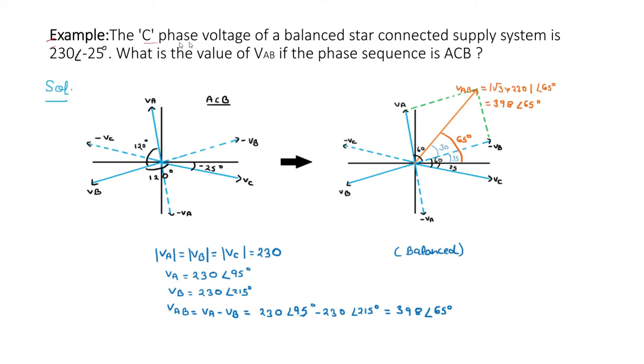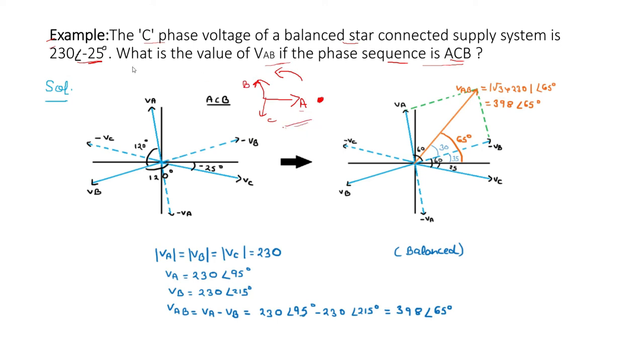The C phase voltage of a balanced star connected supply system is this, and what is the value of VAB if the phase sequence is ACB? So what does this phase sequence ACB mean? When you're standing here and this is your three-phase circuit, if this is A, then where would C be? It will rotate like this. Now while seeing from here, you will see that first A will come, then C, and then B. So this is the meaning of ACB.